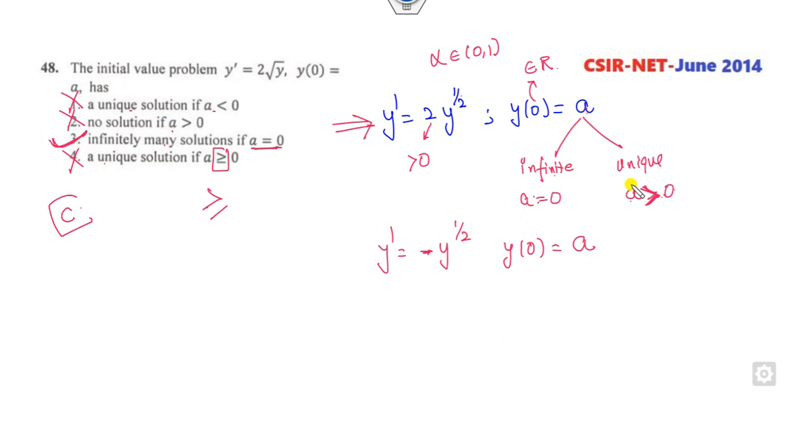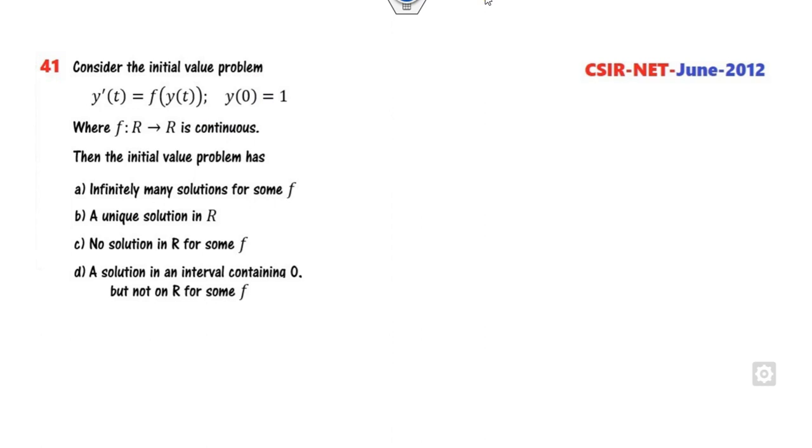Okay, there is only one correct option here. Which of the following gives infinite, unique solutions? So f is a continuous function. Now think of any function which is continuous. I can take f of t equal to 1, which is continuous, and it also satisfies this property.